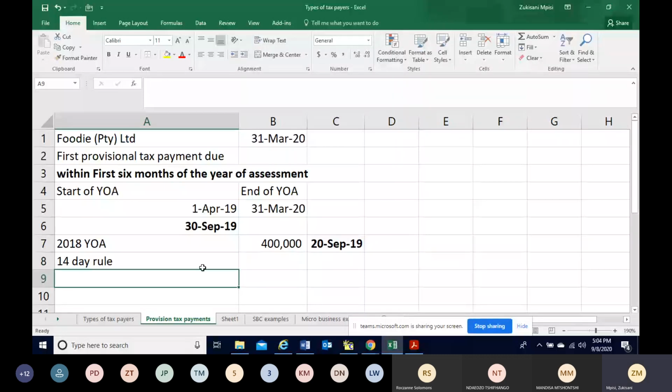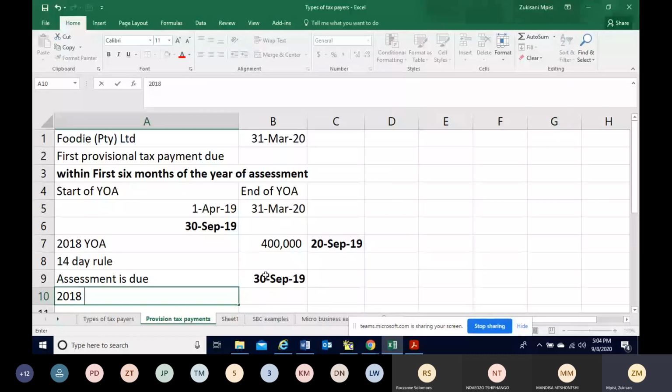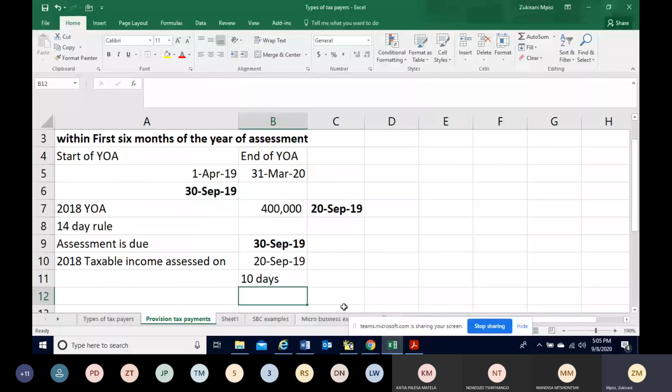The 14-day rule looks at the date in which the assessment was due. So the assessment is due on 30 September 2019, and you are told that this 2018 taxable income that we are selecting was assessed on 20th September 2019. So what we are looking at is whether it was assessed more than 14 days from the date that the provisional tax payment is due. So in this case, what is the answer? It's less than 14 days. You can see that from the 20th of September to the 30th of September, you've got how many days? 10 days.